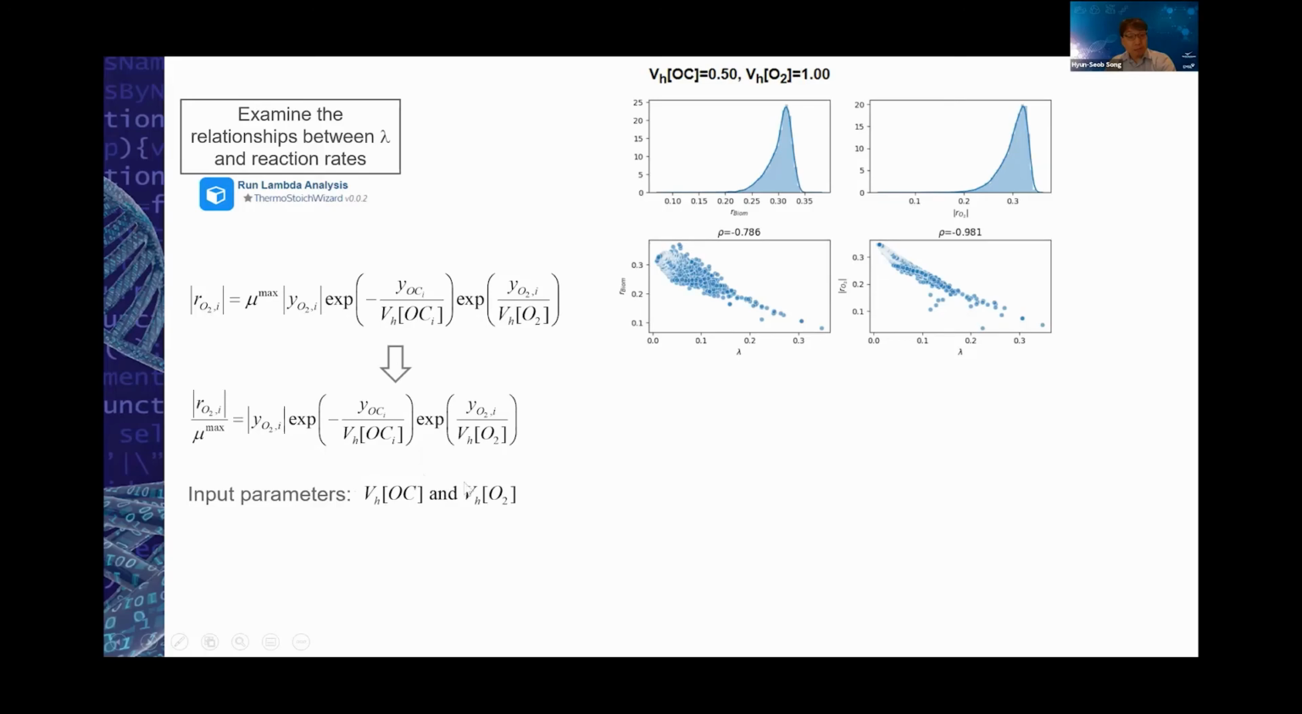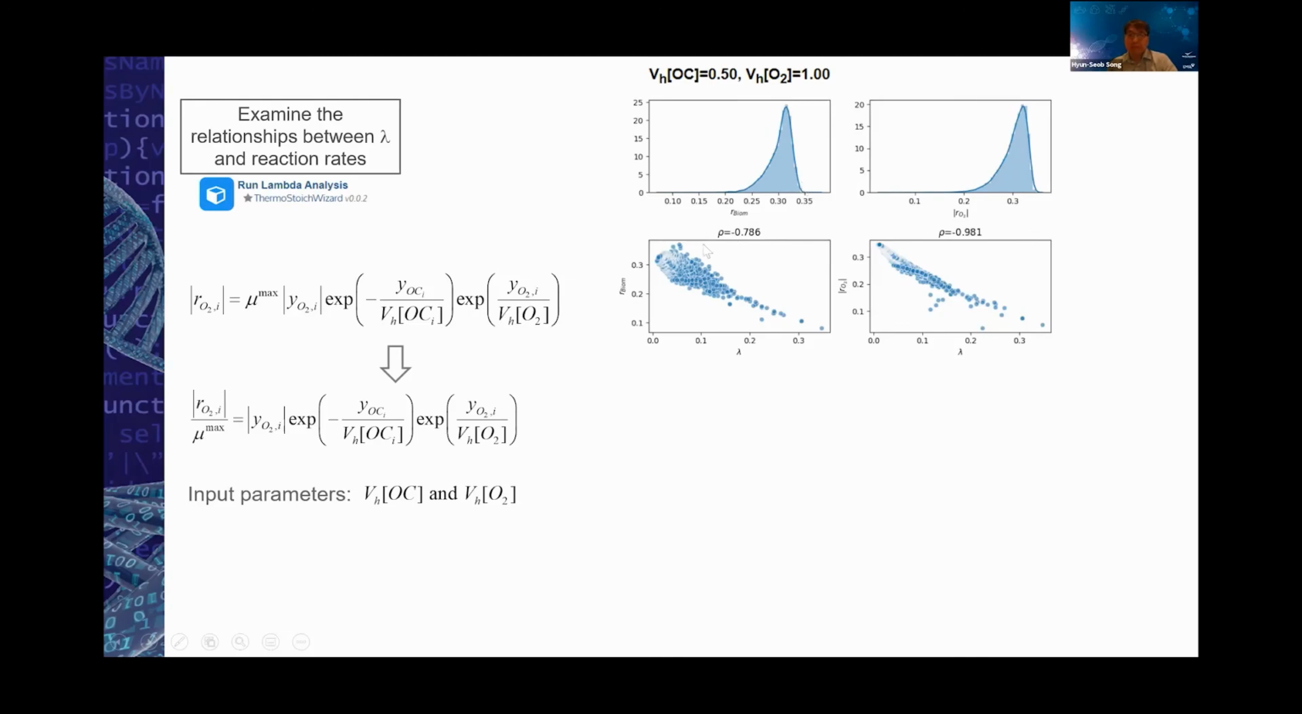And here, we now have two lumped parameters, VH times organic carbon and VH times oxygen, and depending on the values we assign, it shows different correlation with lambda. We can see it's negative correlation when I put here 0.5 for VH organic carbon, which means that carbon is moderately limited. And then 1.0 for oxygen means that this is weakly limited. So it's a carbon limited condition.